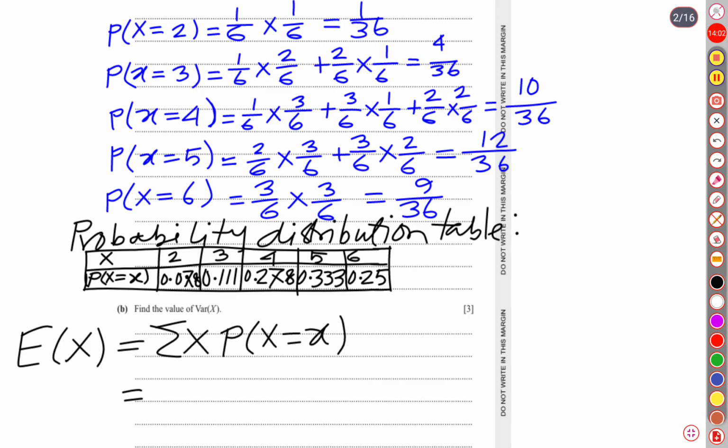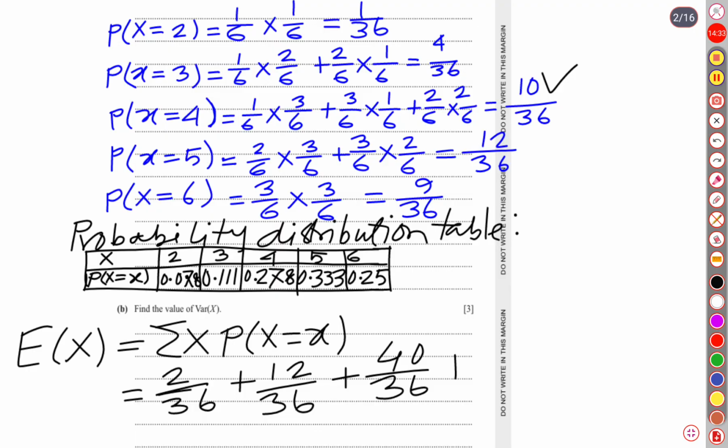If we multiply 2 and 1, it is going to be 2 over 36. Plus, x score is 3 and probability was 4 over 36, so 3 fours are 12. So the second one is 12 over 36. Okay, third case, our x value is 4 and probability was 10, so 4 tens are 40, 40 over 36. Okay, fourth case, our score was 5 and probability was 12, so 5 twelves are 60.